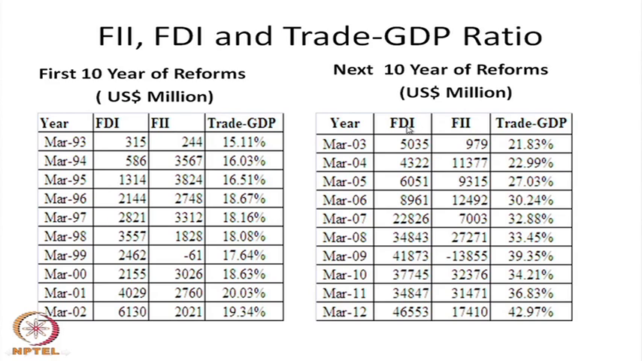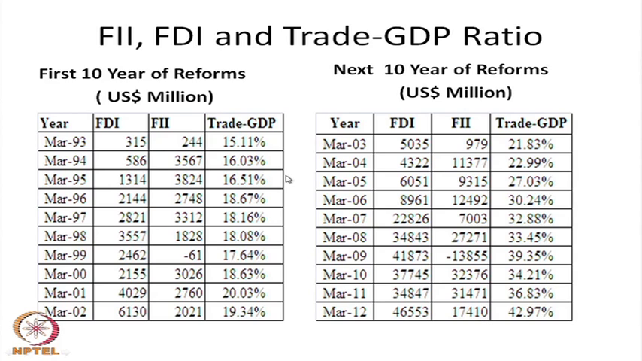Similarly, FDI investment increased from 5,035 million to 46,553 million. So, a significant jump in FDI investment in India. The FII investment is also fluctuating, however, a significant jump is there, nearly 17,410 million US dollars invested up to March 2012. These are a significant jump in FII investment over the years.